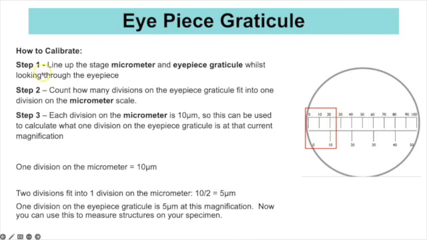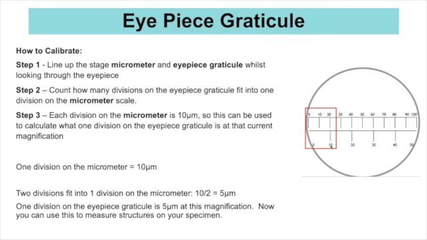Once you've then got them aligned, step 2 is to count how many divisions on the eyepiece graticule fit into one of the divisions on the stage micrometer. In this case, we can see 2 divisions fit into one of the stage micrometers. Now, on a stage micrometer, each division is worth 10 micrometers. That's why that value there says 10. It's one division, but that one division is worth 10 micrometers.